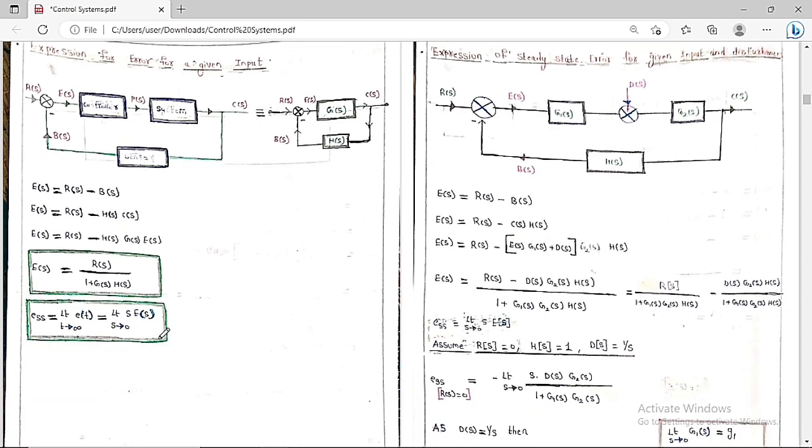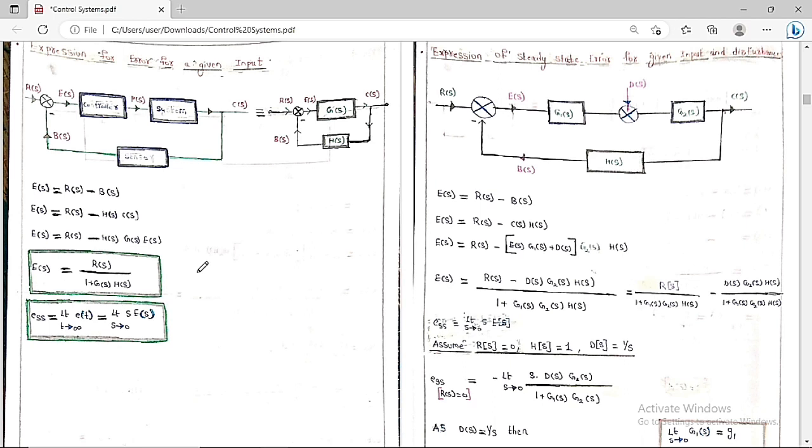Then what is the steady state error? Final value theorem, I've already told you. The steady state error is equal to limit t tends to infinity, e of t, which is equal to limit S tends to 0, S into E of S. So now we can apply the final value theorem in order to get the steady state error between the input as well as the output.